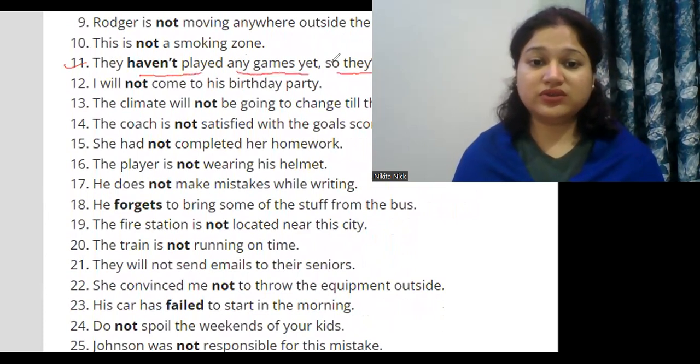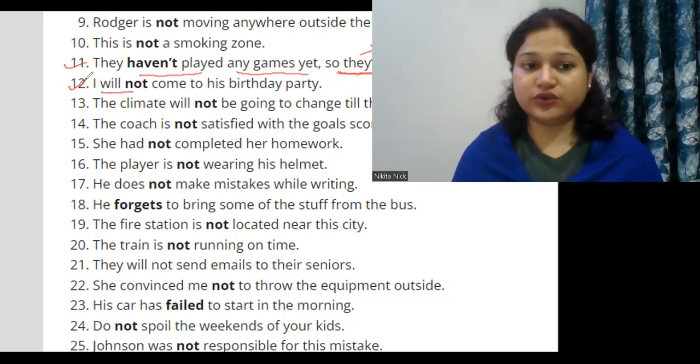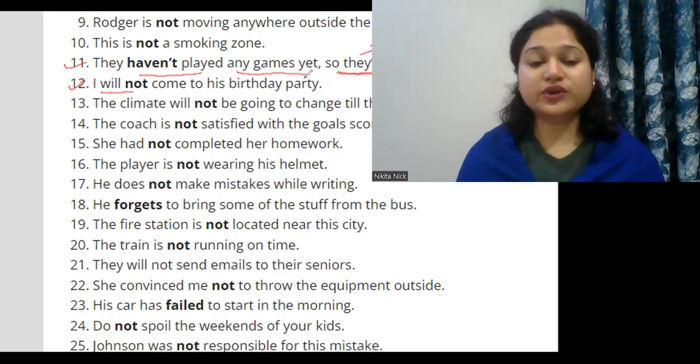They're so energetic now. So this is the short form of they are. Instead of saying they are, you're saying they're. They're so energetic now. I will not come to his birthday party. Or instead of saying I will not, you would say that I'll not come to his birthday party.